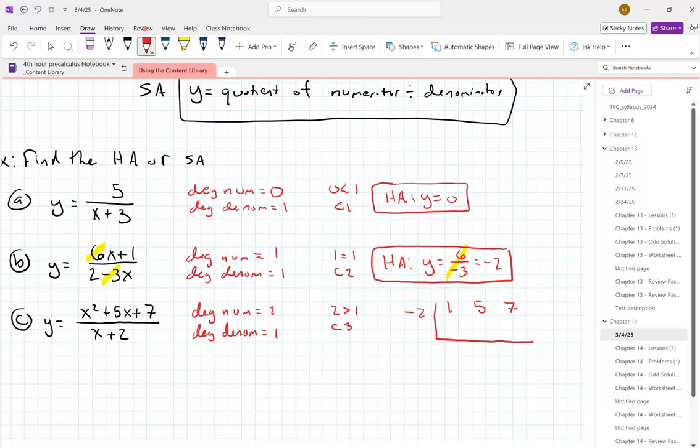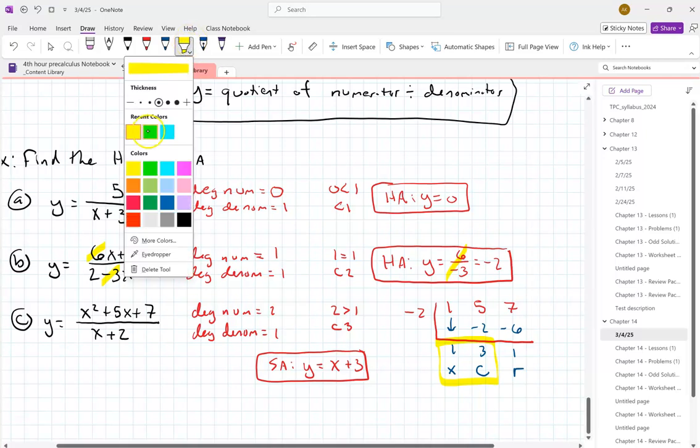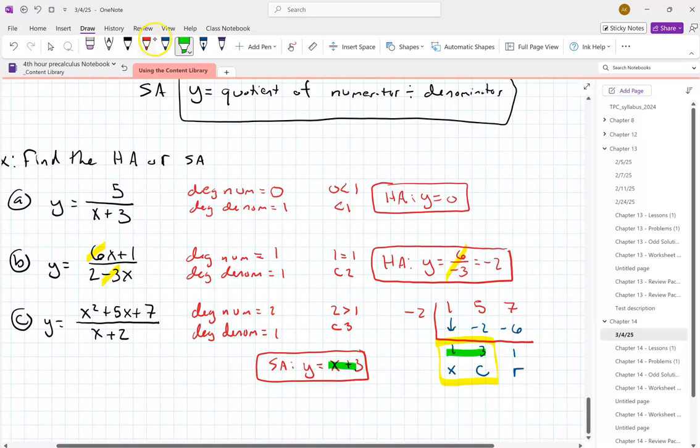Everybody's okay with the setup? Just remember, remainder, constant x. So this is the stuff that I care about. So the quotient is going to be 1x plus 3. I do not give one little thought to that remainder. It does not tell me anything about the asymptotes. I do not care. Everybody's good?